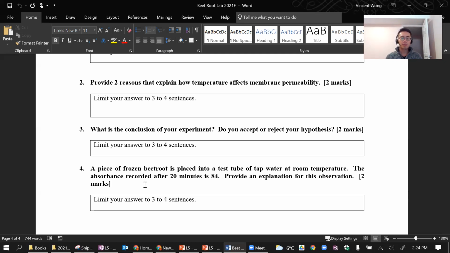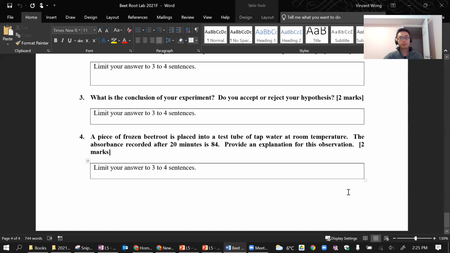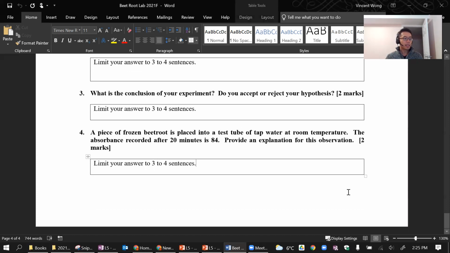So when you put it back at room temperature, it doesn't even matter what temperature you put it in, because the entire membrane is full of holes. So it's just going to leak all over the place, regardless of what temperature you put it in, right? That's why, even though you put it at room temperature, you would have an absorbance that is 84, really, really high, similar to what you would observe at 60 or 80. So that's the reason. Okay, so that's the lab, and there are only 4 questions related to the lab on the test. So if you understood what I just said, you should be okay.